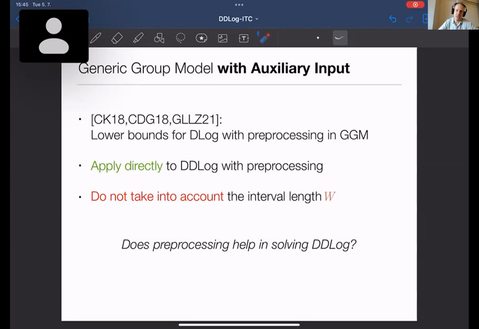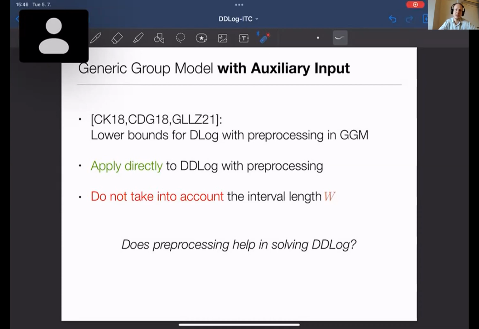And the first thing is that they do apply directly to the distributed D-log, because if you have an algorithm that solves the distributed D-log problem, we actually have an algorithm that solves the standard D-log problem. So any lower bound for D-log applies as a lower bound to distributed D-log.